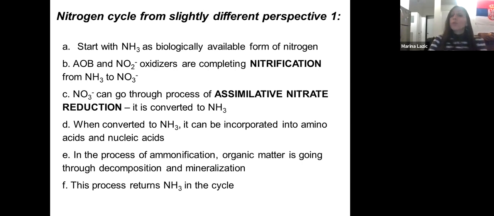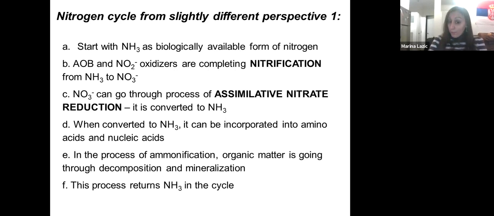NO3 minus now goes through assimilative nitrate reduction, so it has to be reconverted to ammonia. When converted to ammonia by specific enzymes, it is incorporated into amino acids and nucleic acids. For example, if a methanotroph is fed with NO3 minus as a nitrogen source, it has to reconvert it to ammonia with assimilative nitrate reduction to be able to use it in biosynthetic processes. If you feed a methanotroph with ammonia, usually less energy would be expected to be spent, but that's not the case for other reasons, and I'm not going into details now because it's not part of the class.